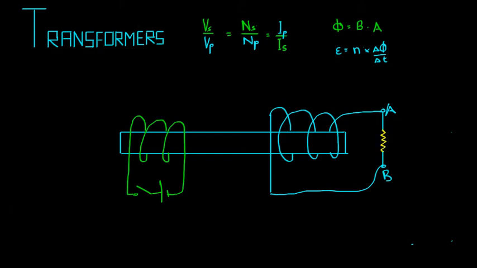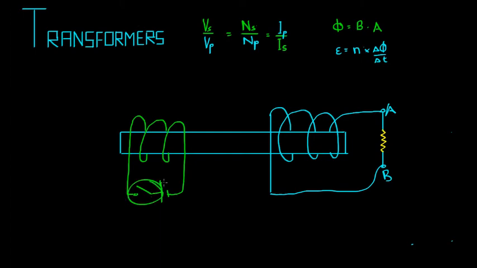So I'm going to vocalize Lenz's law here. It's a bit long to write. When a loop experiences a change in flux, we know that a voltage is generated. The direction of the current caused by that voltage, so the direction of the induced current, will oppose the change in flux. And we'll see how that works in a second.